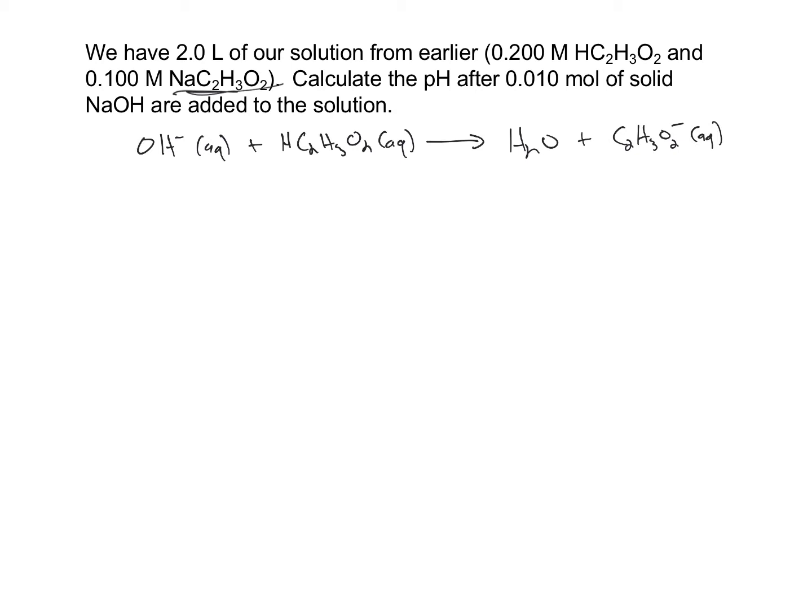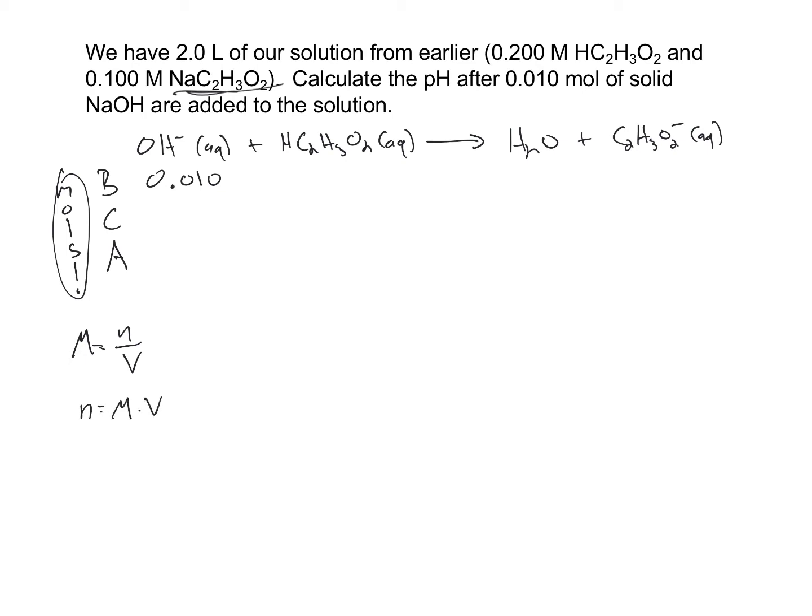And so we need to do a BCA table. And remember, when we do these BCA tables, we've got to be sure that we're working in moles. For the hydroxide, they already gave us the moles, so we can go ahead and put that in. For the acetic acid and the acetate ions, we need to use the molarity equation to get the moles, right? So M is n over V, or n is M times V.